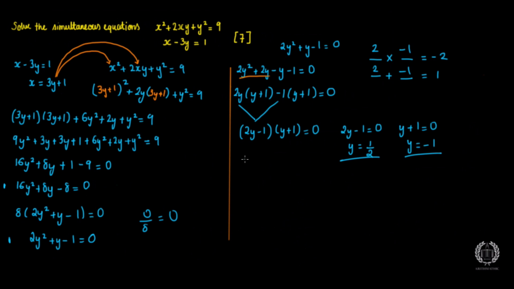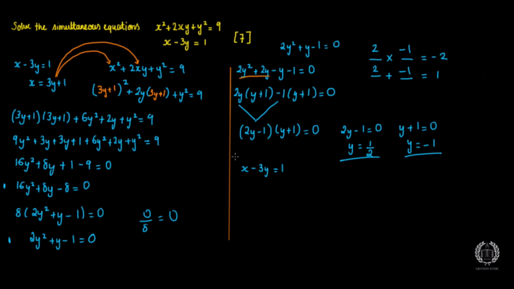What's the last step that I'm missing here? Do you guys know what the last step I'm missing is? I need to find my x value, because I found my y values, but now I need to get my x value. So what I'm going to do is get that second equation, x minus 3y equals 1, right?